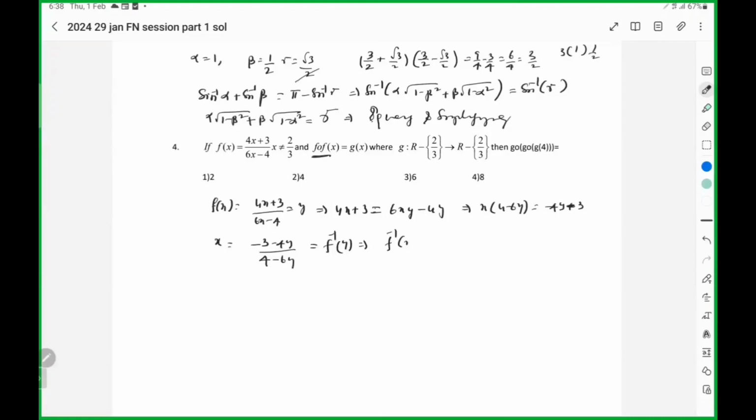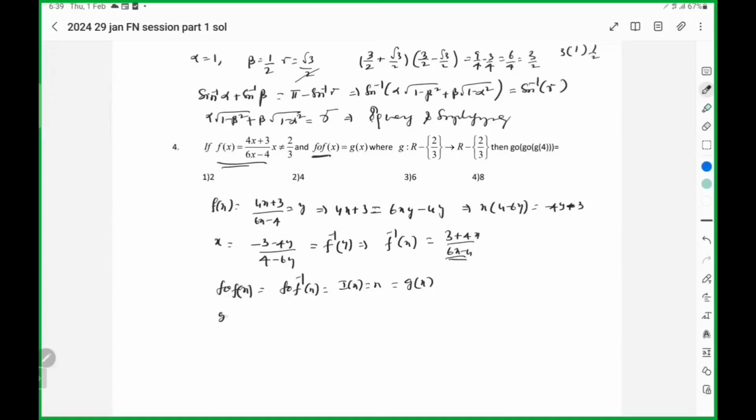F inverse of x will be (3 + 4x)/(6x − 4). So f and f inverse are the same. So f∘f is f of f of x. I will write f∘f as f∘f⁻¹, which is the identity I of x, which is x, which is g of x.